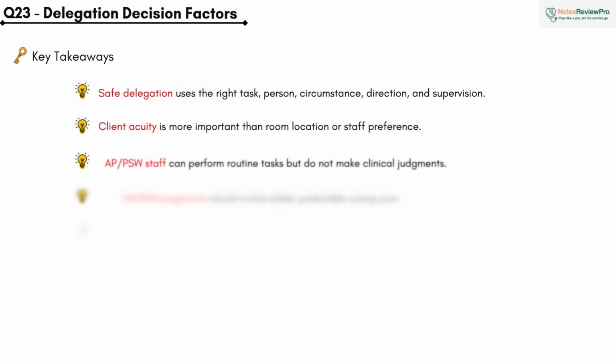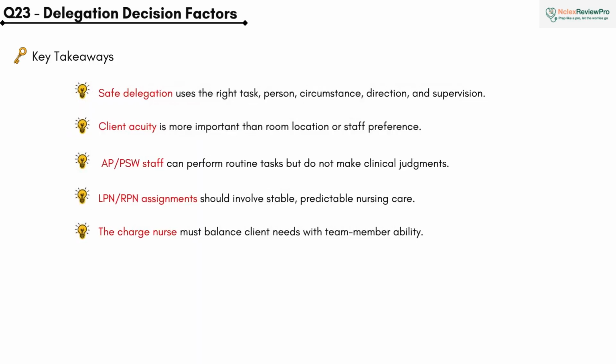The key takeaway is this: safe delegation uses the right task, right person, right circumstance, right direction, and right supervision. Client acuity is more important than room location or staff preference. AP or PSW staff can perform routine tasks, but they do not make clinical judgments. LPN or RPN assignments should involve stable, predictable nursing care. The charge nurse must balance client needs with team member ability.